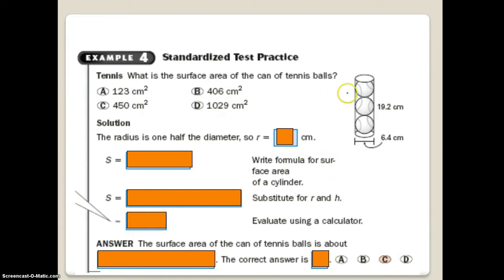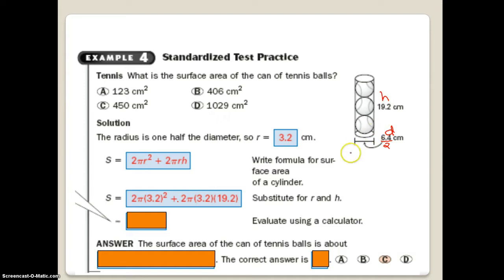So let's find the surface area of the can of tennis balls. Well, they give you diameter, so this is diameter. We want to find radius, so divide by 2. You have 3.2 centimeters. Plug that in, and they actually do use this formula, the same one I used. So take 2 times pi, r is 3.2, squared, plus 2 times pi, radius is 3.2, times the height, which is 19.2.